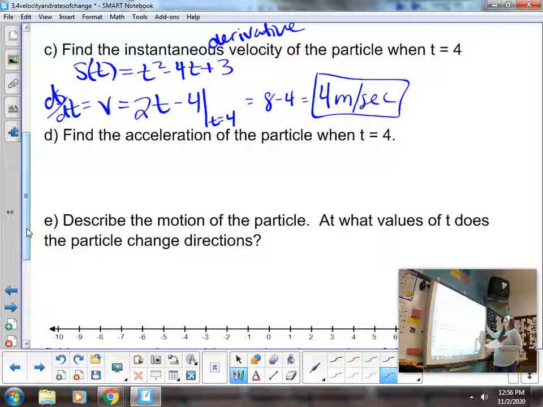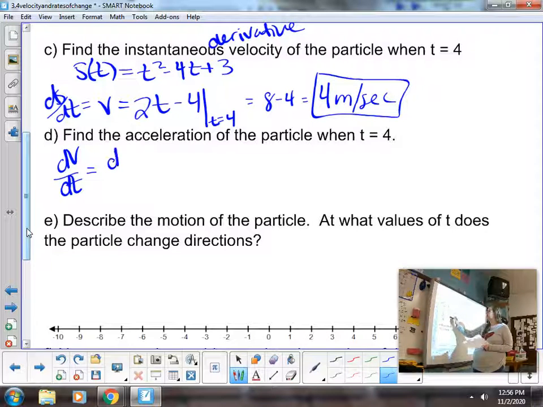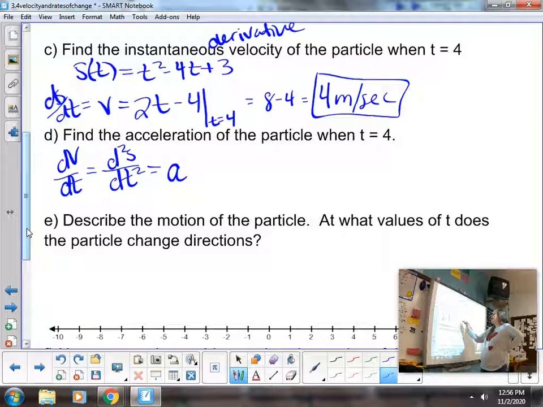Because if we went by the average, we would say that we weren't moving at all, whereas the instant velocity there is actually 4. Now the acceleration, remember acceleration is the derivative of velocity, which is the second derivative of position. So this is dv/dt, which is the same thing as d squared s over dt squared, which is acceleration. And that is going to equal 2. If we take the derivative of 2t minus 4, you just get 2, and that's meters per second squared.